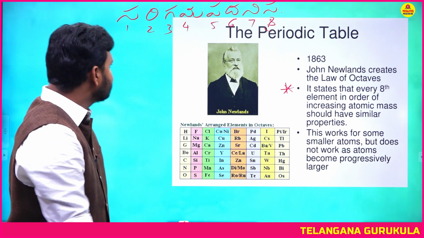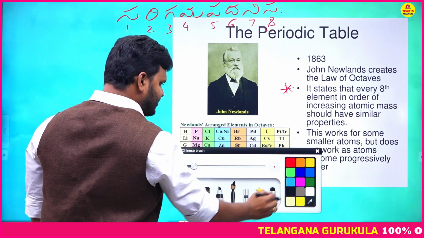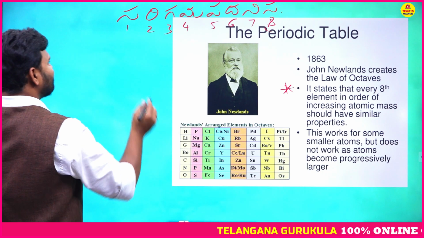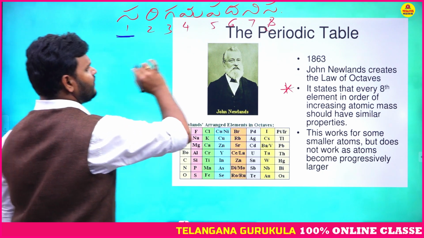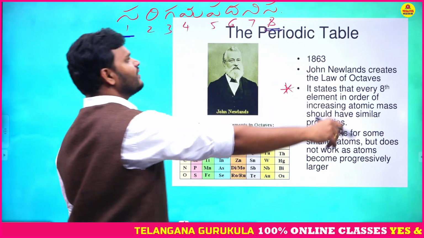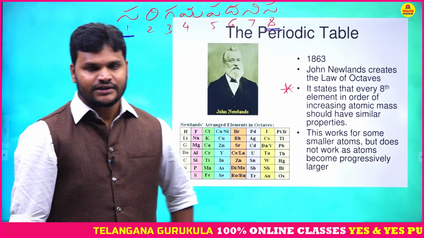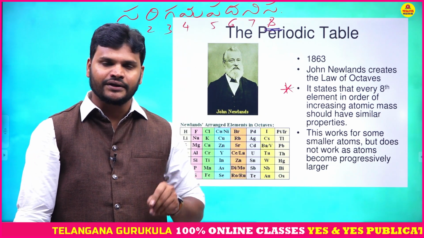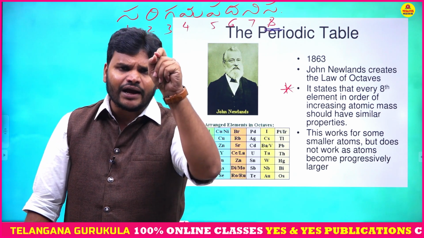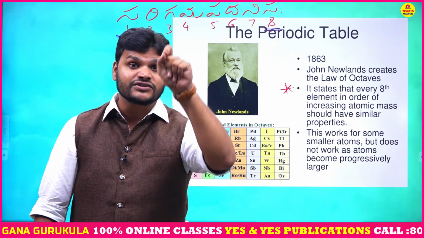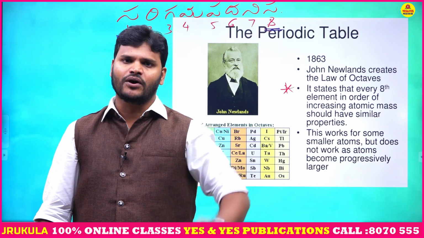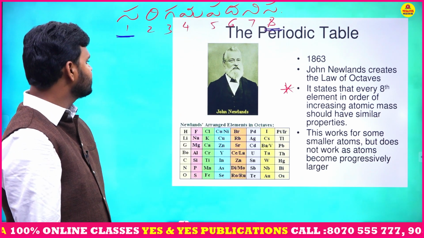Just have a look. What is the first letter here? Sa. What is the 8th letter? The 8th letter is also Sa, isn't it? So according to this statement, every 8th element has similar properties when elements are arranged according to their atomic mass.